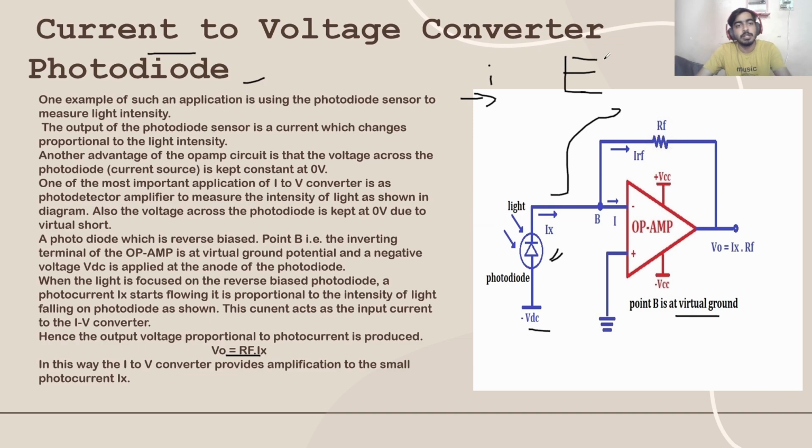And this is what this photodiode circuit simply does, and this is the use of the current to voltage converter in this circuit.